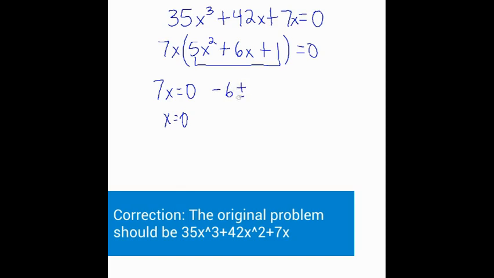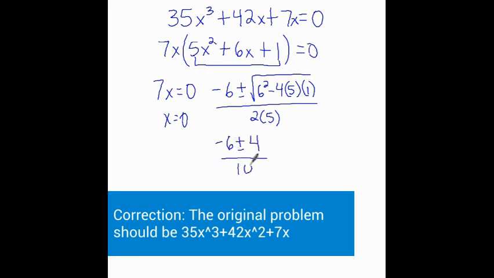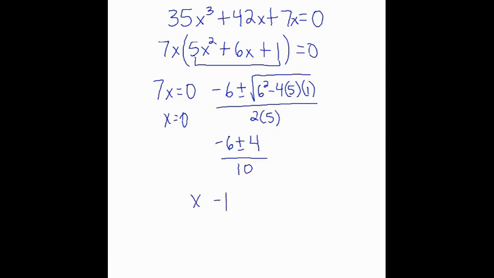That'd be -6 plus or minus the square root of 6 squared minus 4 times 5 times 1, all over 2 times 5. 6 squared would be 36, minus 20 would be 16. So that'd be -6 plus or minus 4 over 10. -6 minus 4 is -10, so we get -1 as a solution. And then we get -6 plus 4 is -2 over 10. That's -1/5 as a solution, and we are done.